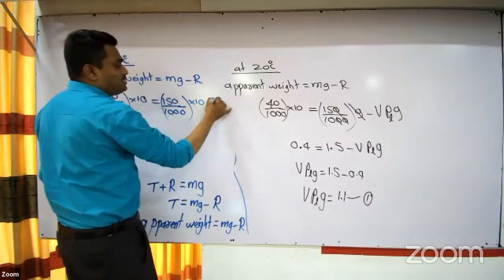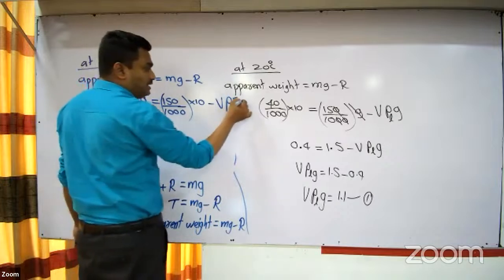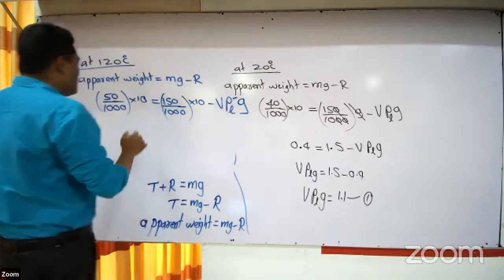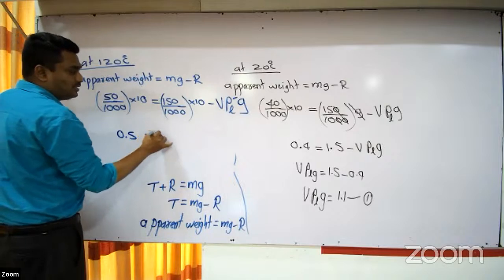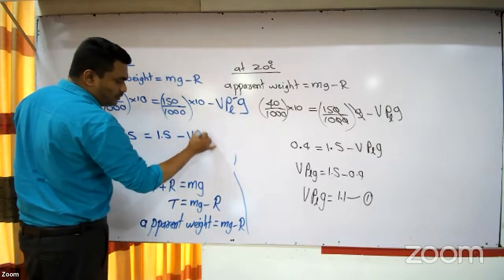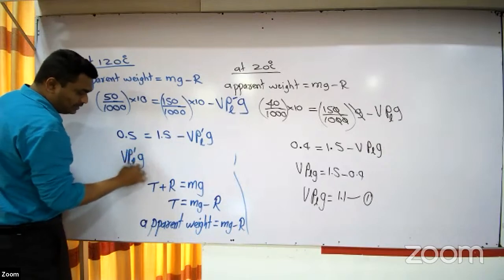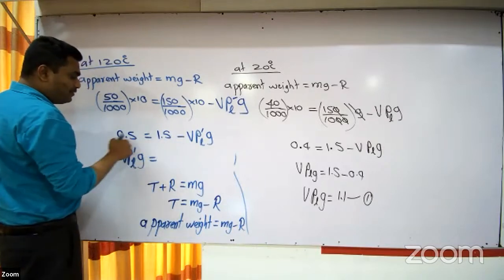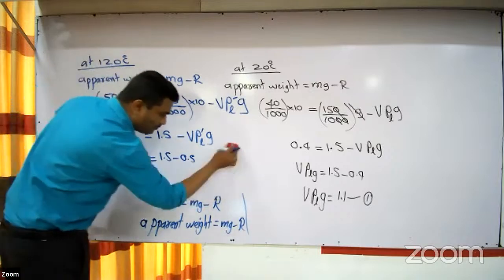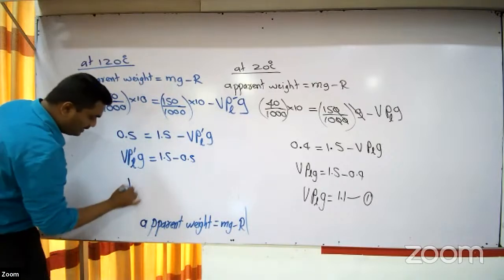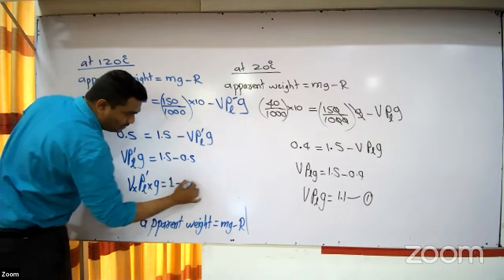The new upthrust. What is new upthrust here? Volume remained unchanged, but density of the liquid now changed. Let me take it as rho L dash, the new density of the liquid, and this is G. So as usual, I can cancel out two zeros. This will be 0.5 equals 1.5 minus rho L dash, the new density of the liquid, G. I'll take it to this side, 1.5 minus 0.5. It means just one. So finally, we get V into the new density of the liquid into G equals 1, the second equation.